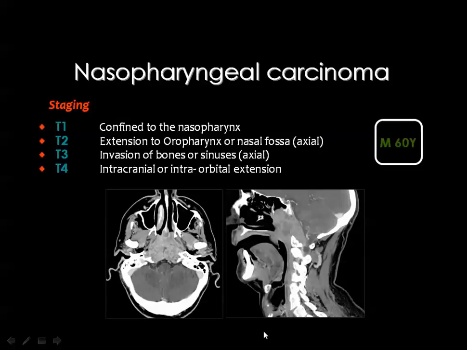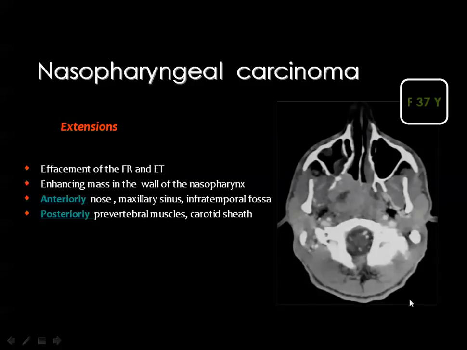And this is the staging of nasopharyngeal carcinoma. It is an easy staging procedure. In cases of T1, the tumor is confined to the nasopharynx. In T2, the tumor is extending to the oropharynx or into the nose. T3, invasion of the bones or the paranasal sinuses. T4, intracranial or intraorbital extension.